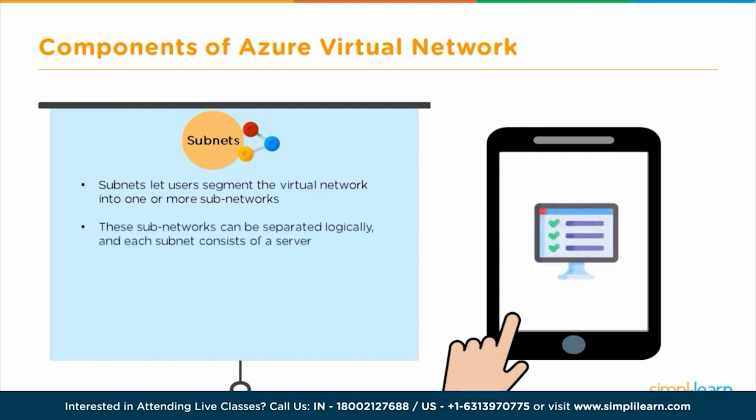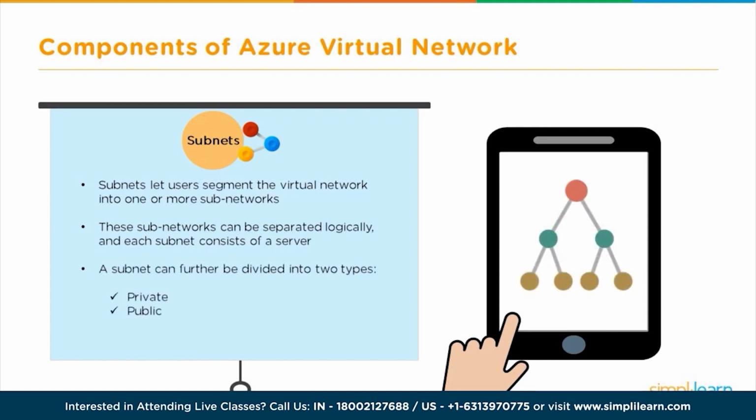These subnetworks can be separated logically, and each subnet consists of a server. So when you create a subnet, you can create a server or an instance inside that subnet. And how you want to give access to that instance depends on the criteria or the requirement. Hence, a subnet can further be divided into two parts, one as the public subnet and the other one as the private subnet. These are the naming conventions of the subnet.